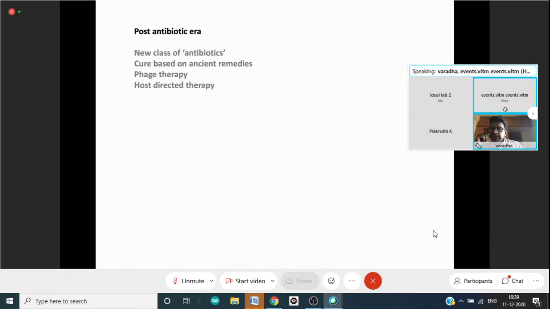What about phages? Is there any chance that bacteria can also become resistant to phages?